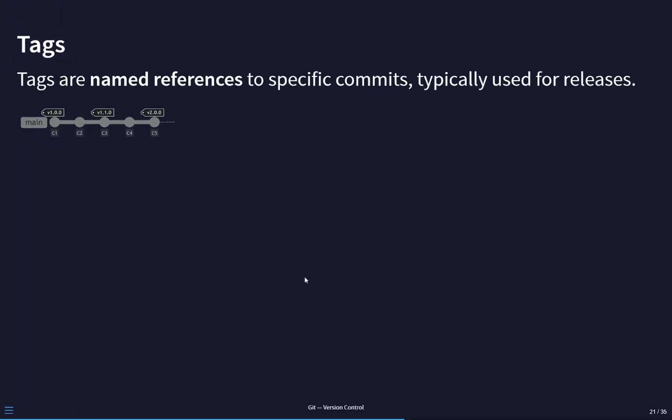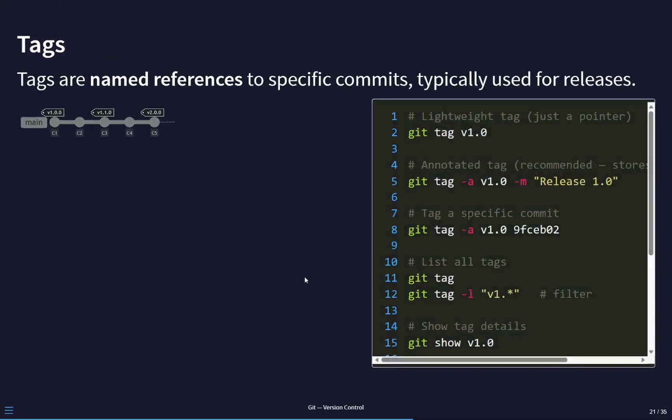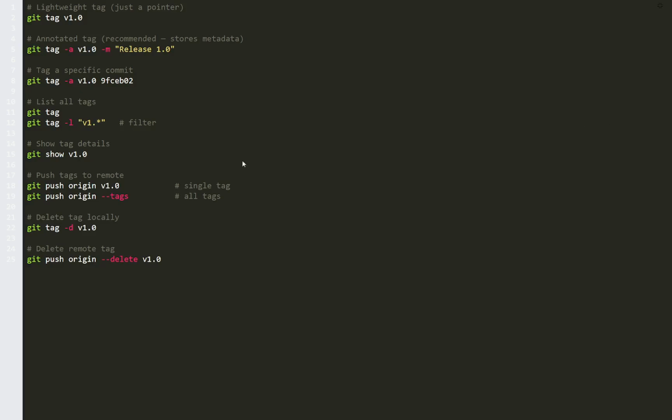These tags never move. Click. There are 2 types of tags. A lightweight tag is just a pointer, like a branch that never moves, created with git tag v1.0. An annotated tag is a full Git object that stores a message, the tagger's identity, and a timestamp.